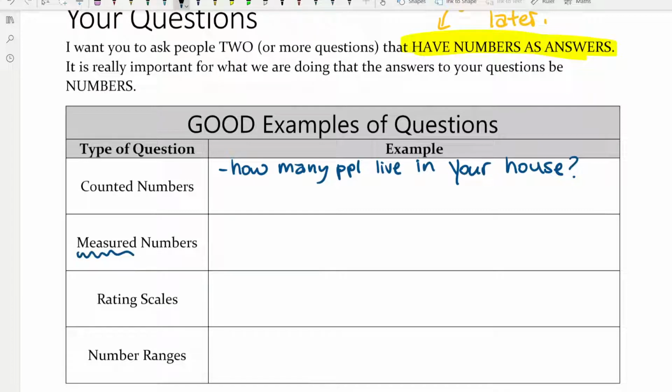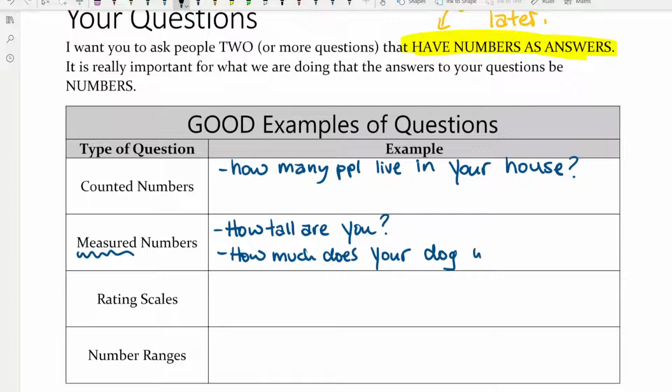Measured is a little different, but this could be, how tall are you? How much does your dog weigh? These are also just numbers that would go in a box, but these ones aren't counted, they're measured. There could be decimals. When you measure a number, the answer could be 4.8 or 6.3.